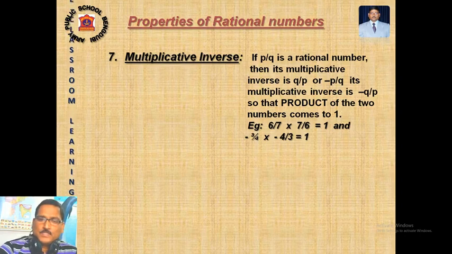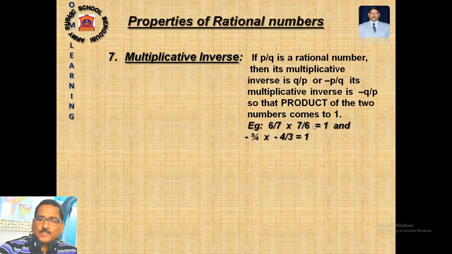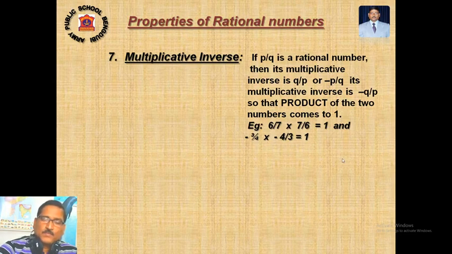Say example, 6 by 7 into 7 by 6, after multiplying we are getting 1. Minus 3 by 4 into minus 4 by 3, after multiplication we are getting 1. So this is the multiplicative inverse.